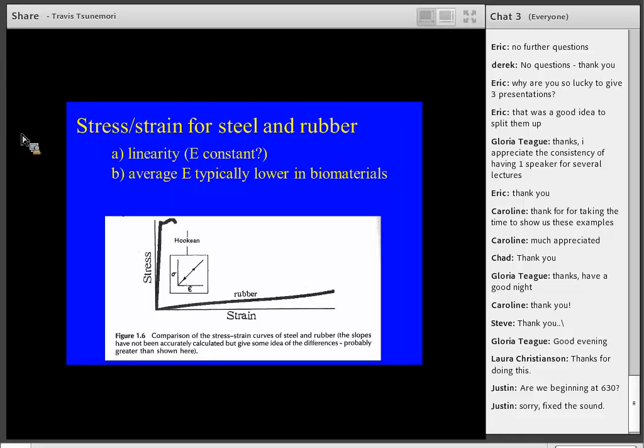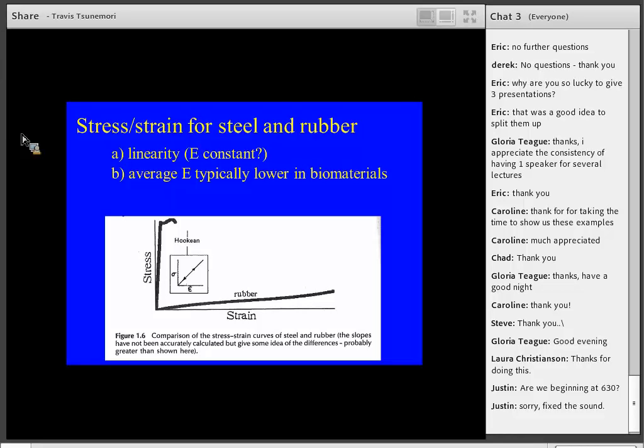The other thing that you'll notice is that the rubber is somewhat less linear, and I will also suggest it's actually somewhat less elastic. But it's somewhat nonlinear. It tends to deform at a lower force. On the other hand, it can strain a long ways. It can deform a long ways without failing.